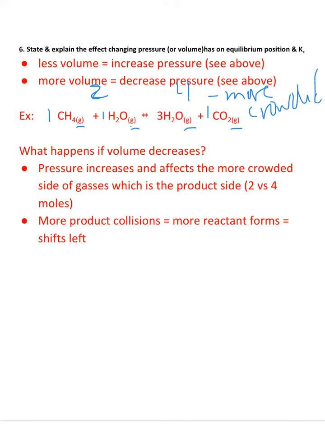So if volume is decreased, that means this side is going to become more crowded, pressure increases, more collisions on the product side, and more product collisions is going to lead to more reactant forming, and it's going to shift left. But again, it's going to end up with a change in concentration on both the product and reactant side, and Kc is going to remain the same.